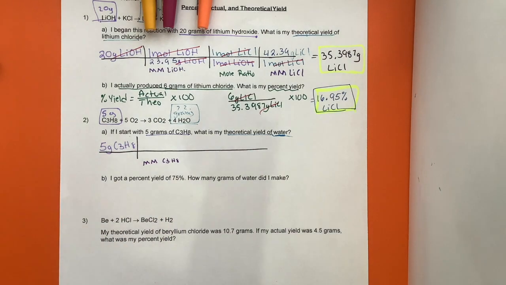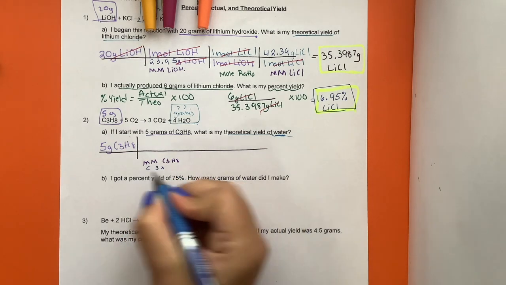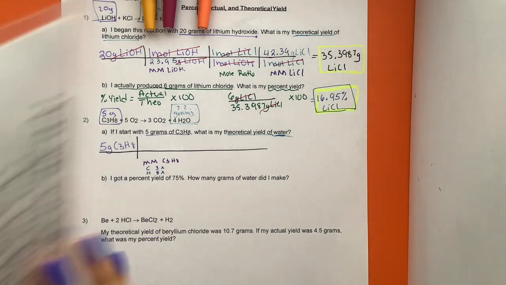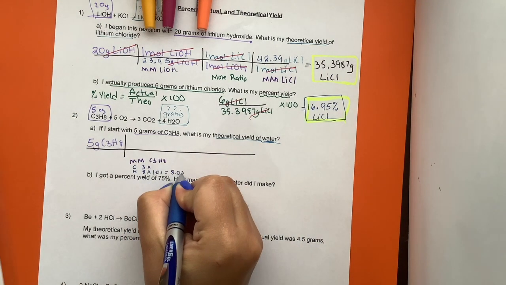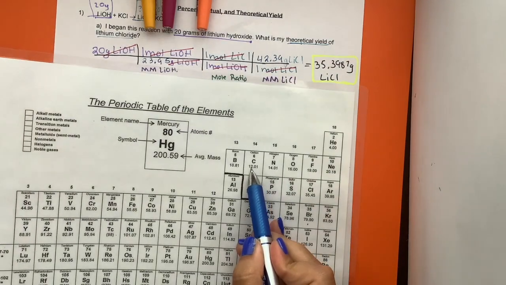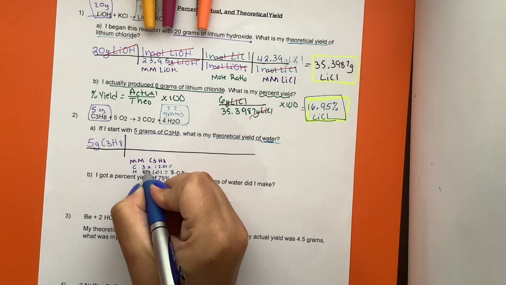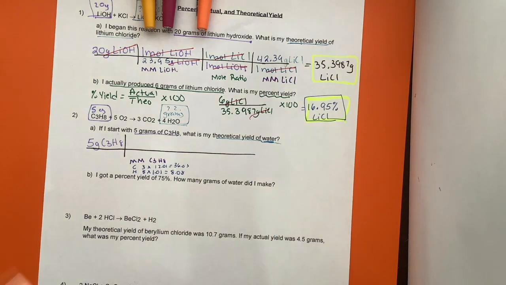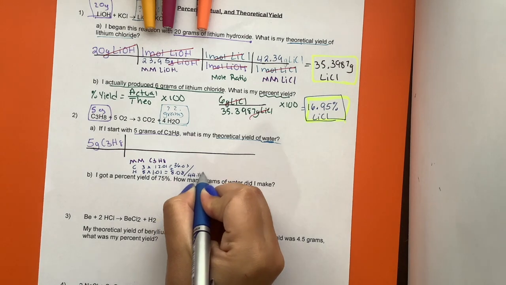So let me do it on a pen. Carbon, I have 3 times the mass of carbon. Hydrogen, I have 8 times the mass of hydrogen, which according to the periodic table is 1.01. Times 8 is 8.08. Carbon, the mass of one carbon is 12.01. Times 3, because I have 3 carbons, is 36.03. I add these two and I get 44.11 grams per mole.